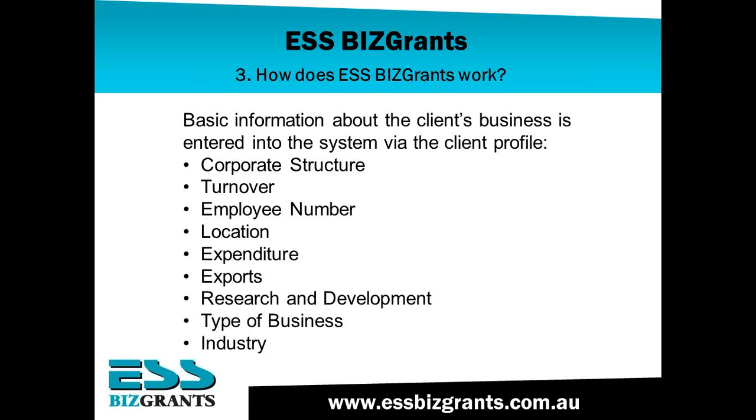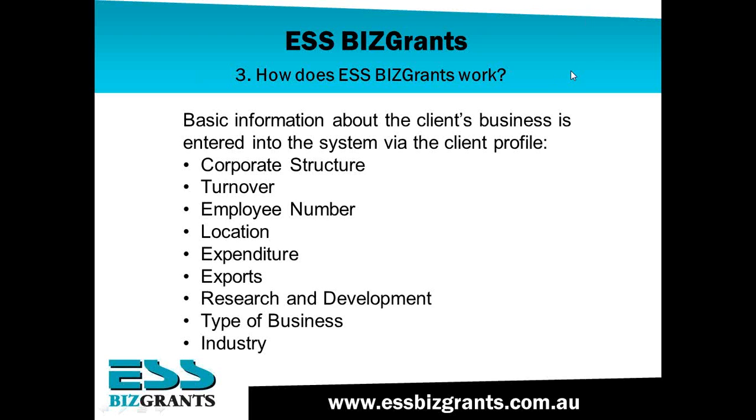You then need to identify the type of structure that the business operates on, whether it's a company, a partnership, trust, sole trader. The turnover can be very important. In some instances, it's minimum turnover that determines eligibility for grants, and in others, it's maximum turnover. So we need to know the turnover levels. Employee numbers are required for some grants more than others. Some state government grants in some states have a requirement for certain numbers of employees, minimum numbers of employees in a business. So we need to know the numbers of employees.